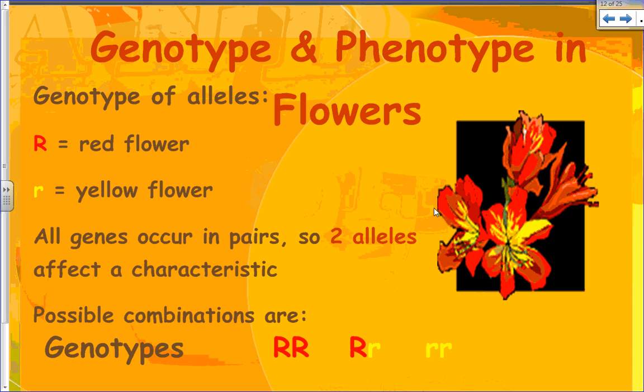So a little bit more about genotype and phenotype in flowers. Capital R is representative of red flowers. Little r is yellow. All genes occur in pairs. And so two alleles will affect the characteristics of an individual, and possible combinations, like we said, are big R, big R, big R, little r, little r, little r. Homozygous dominant, heterozygous, and homozygous recessive.